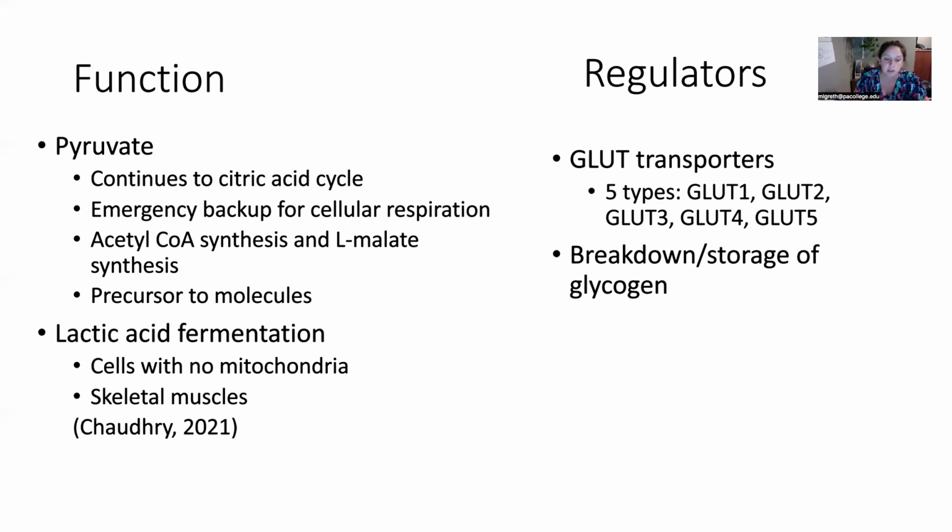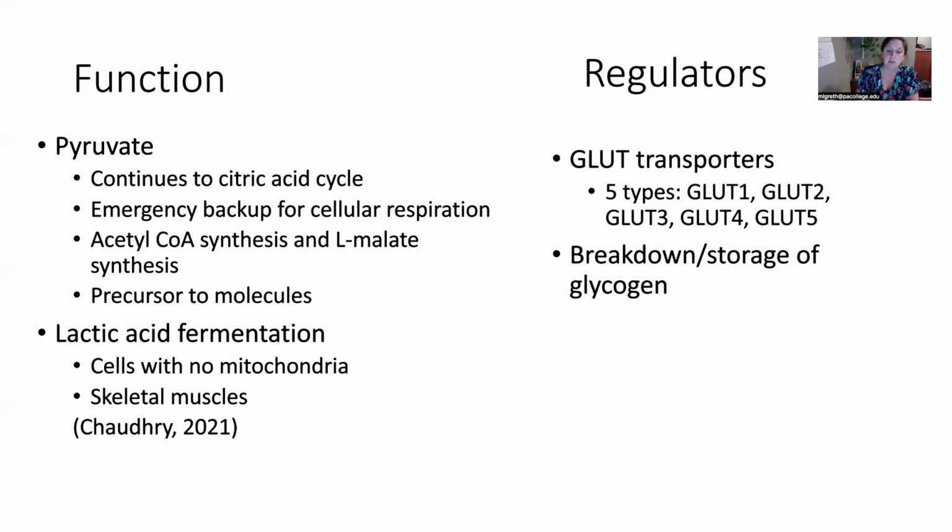All right, regulators. So we have the GLUT transporters. These transporters transport the glucose from outside the cell into it. Cells can increase the number of transporters that they need depending on the energy needs of the cell. There are 5 types, and they're present in different tissues. They're called GLUT1, GLUT2, GLUT3, GLUT4, GLUT5.